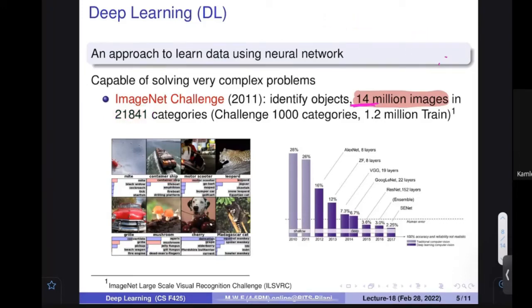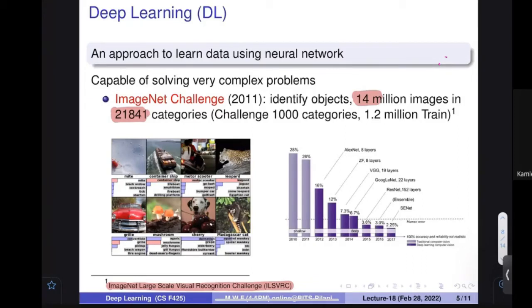Make sense? The point is this: if you have shown a very small amount of images to the system, how can you expect that the system is going to be very good? You have to show many images. So a community-based data collection was done, with 14 million images and more than 21,000 identified categories. Then the group threw a challenge. This challenge is called the ImageNet Large Scale Visual Recognition Challenge, and this database was called the ImageNet database.